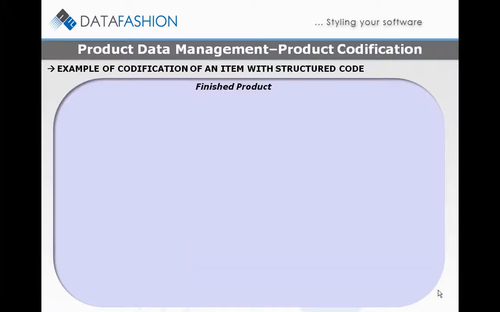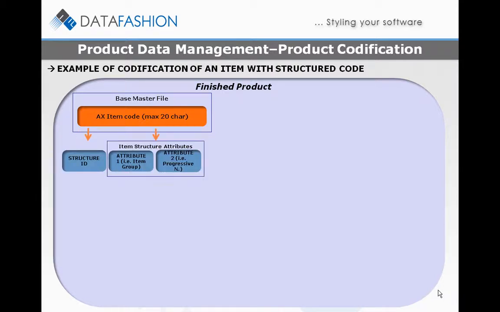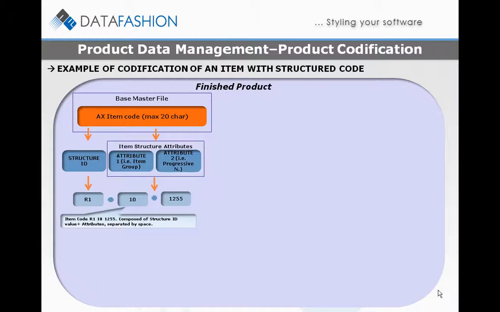The typical finished product with color, variant and size will have a master file in which the code is composed of, say, 3 parts that each identify the item type, the item group and a progressive number. The structure ID, as it is called on the system, identifies the item group to which a range of attributes may be added. In our example, item group and progressive number.